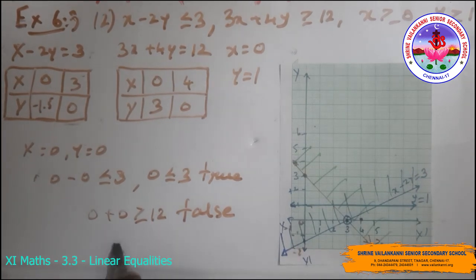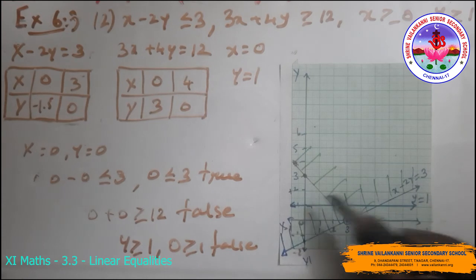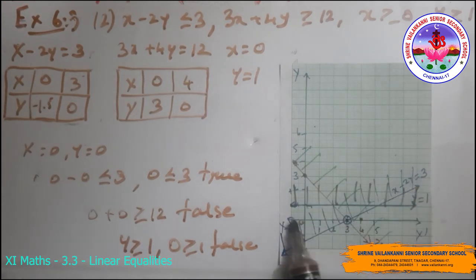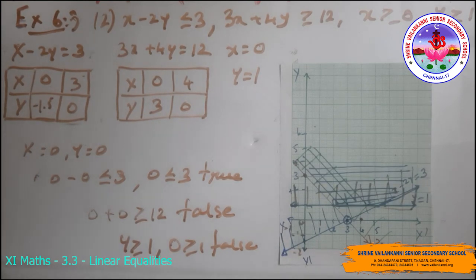And the third inequality, y is greater than or equal to 1, that is 0 is greater than or equal to 1, which is false. So inequality 3 represents the region above the line y equal to 1. So it lies outwards the origin. So the common region of these three inequalities is this region. Hence the solution of the given system of linear inequalities is represented by the common shaded region, including the points on the respective lines and y-axis.